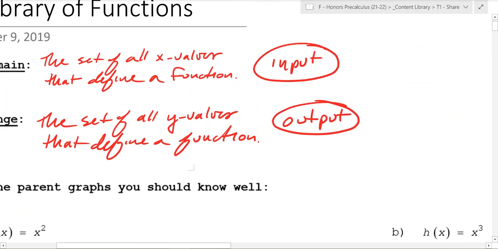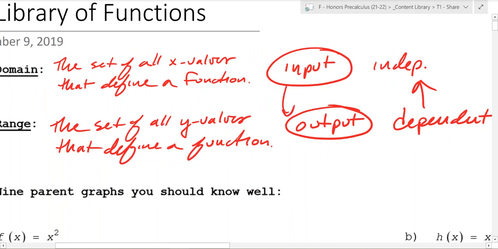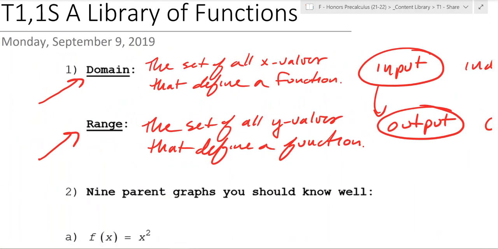Paired with these terms, the set of all input values, these are independent, and for output they are dependent. Now they're dependent on these independent variables. So you plug in the input values and they give you the output values. So it's the set of all x values for domain and it's the set of all y values for range.